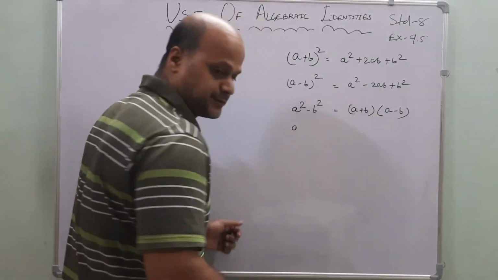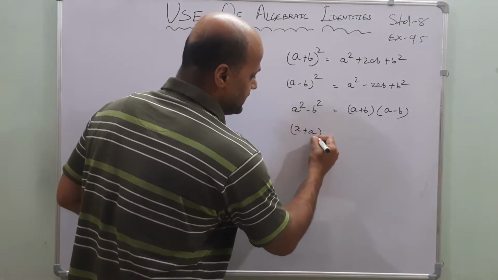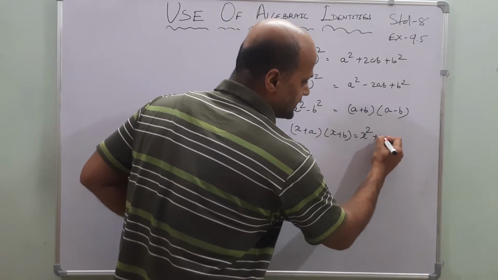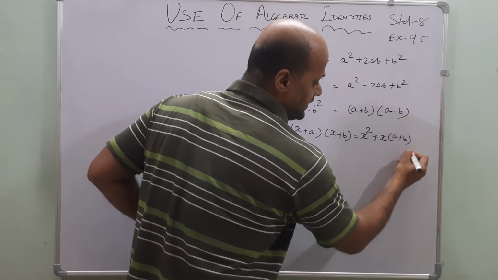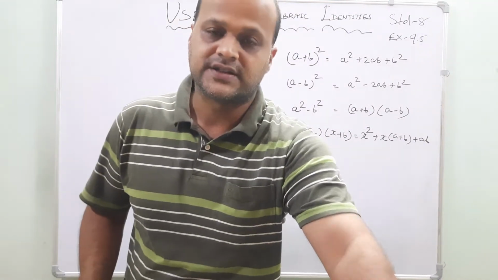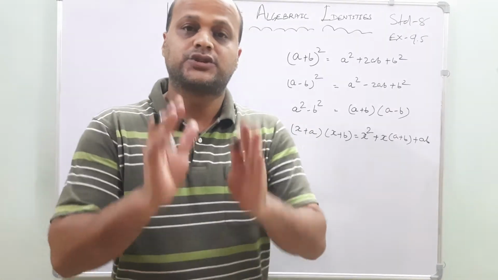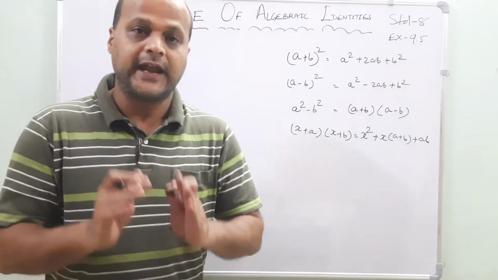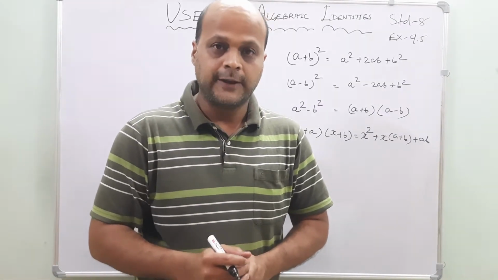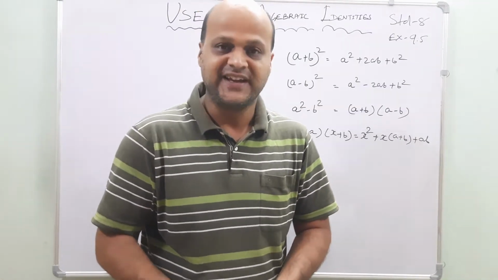That is x plus a into x plus b is equal to x square plus x into a plus b plus ab. These are the four identities we have studied in the previous exercise, my dear friends. Today we will discuss one by one with examples, and some of the examples we will take from your exercise 9.5. Okay, let's go for it.